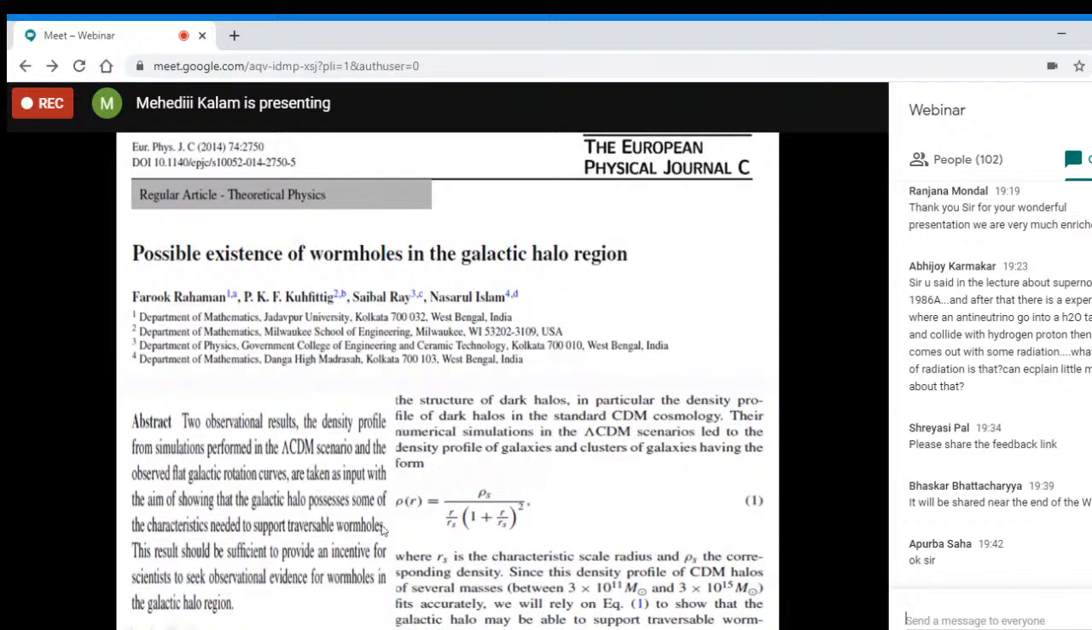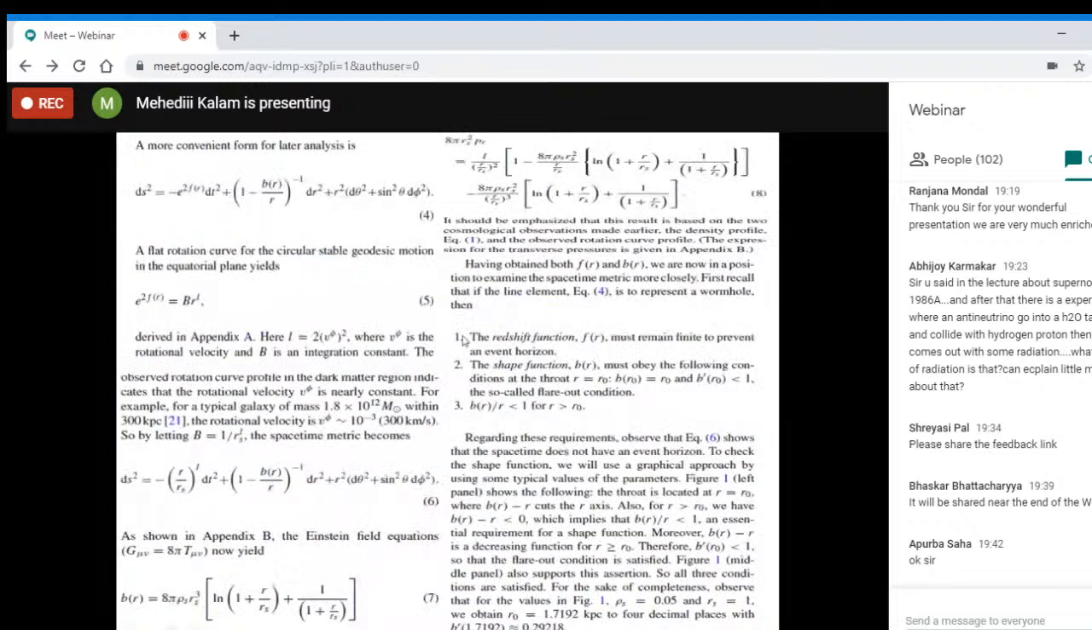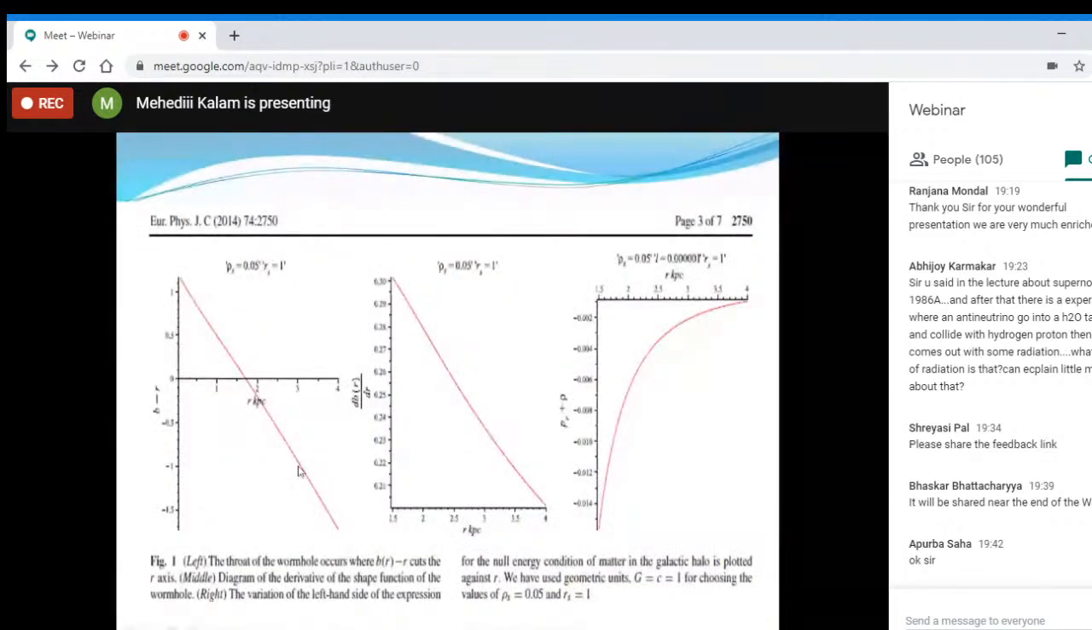They took that NFW dark matter density model as the source of the exotic matter, and they showed that if we take that dark matter density as a source, all the conditions of the shape functions are satisfied. So wormhole conditions are satisfied.